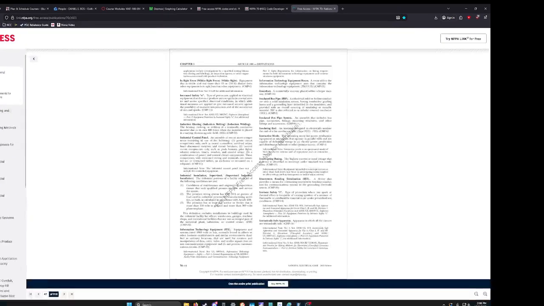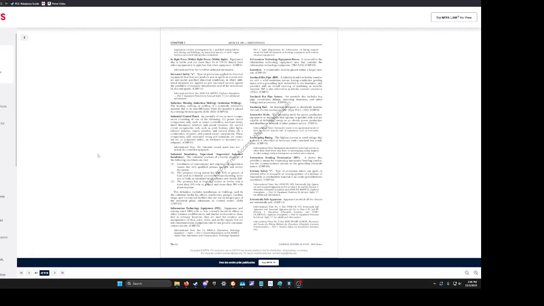A little bit further down, you have your interrupting rating: the highest current at rated voltage that a device is identified to interrupt under standard test conditions. So, for example, your interrupting rating on a GFCI is between 4 and 6 milliamps. Intersystem bonding termination: a device that provides a means for connecting intersystem bonding conductors for communication systems to the grounding electrode system. I don't think we've talked about that aside from highlighting.